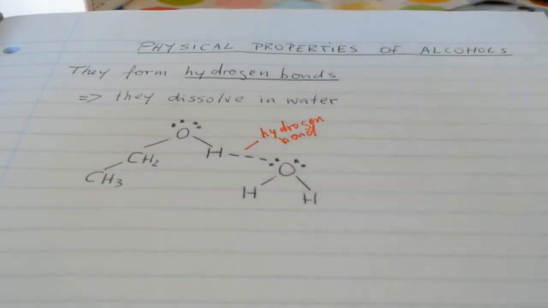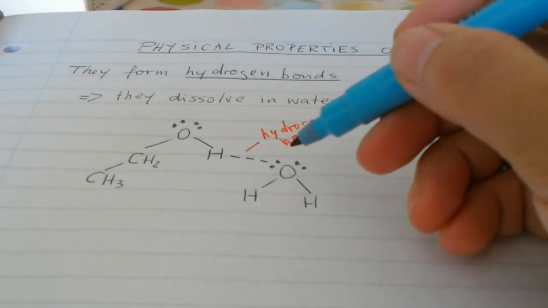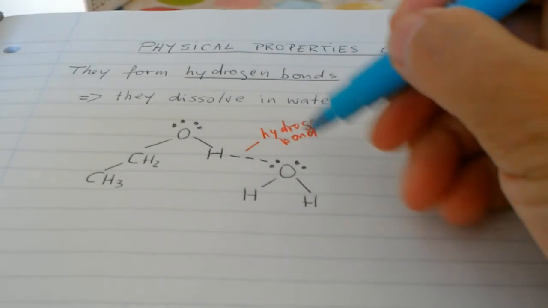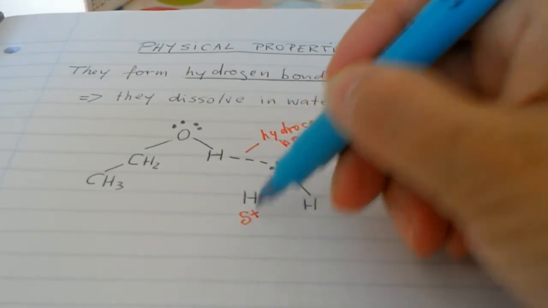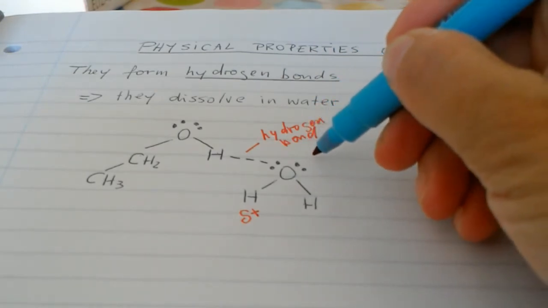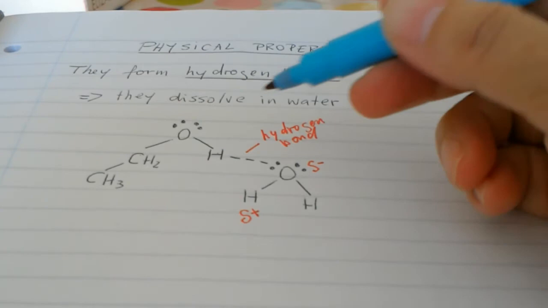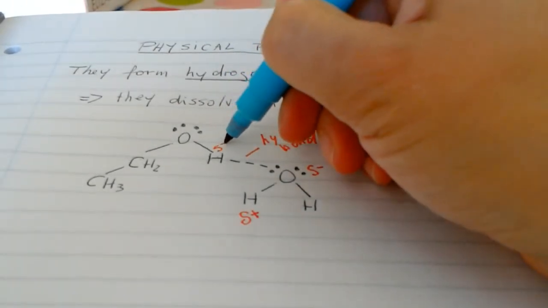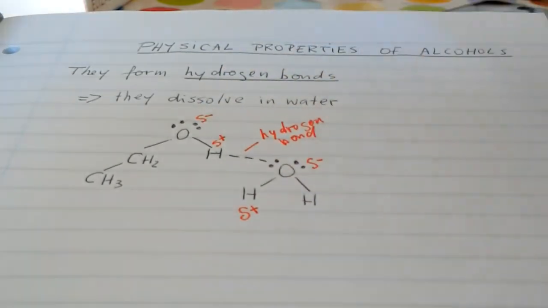And another important feature that you have to have when you have a hydrogen bond is you have to show your dipoles. Okay, so here in this water molecule, you have to put your delta plus on the hydrogen and your delta minus somewhere near the oxygen, and you do the same for your ethanol molecule here. So we have a delta plus here in this hydrogen and a delta minus here near the oxygen.